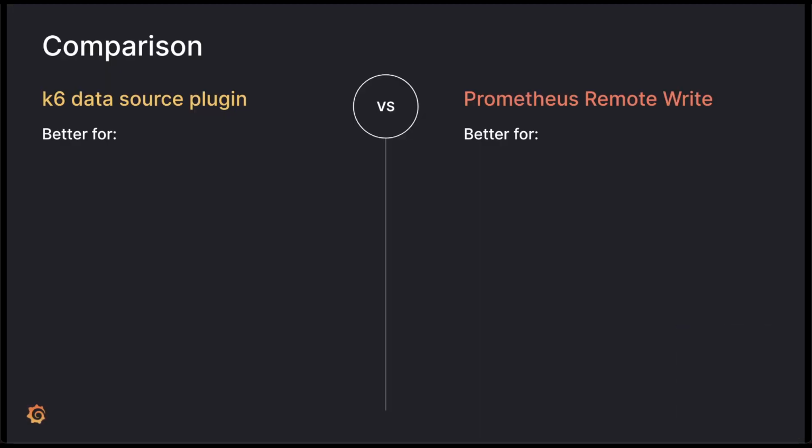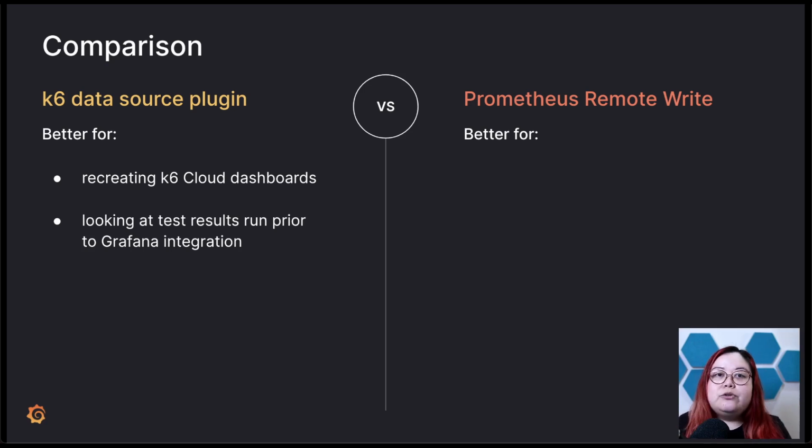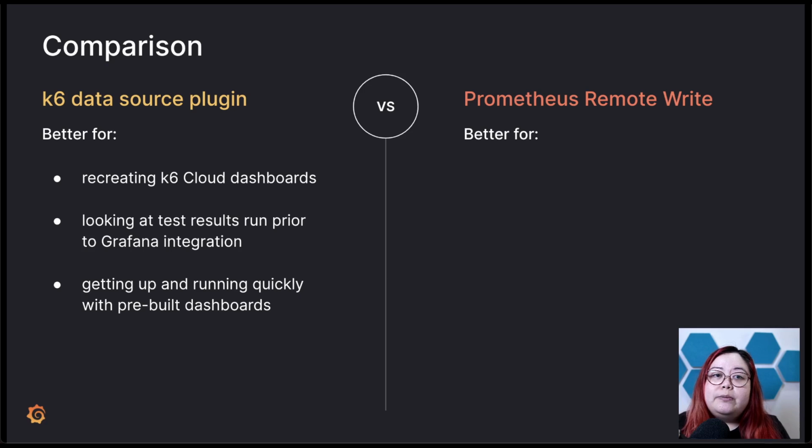Okay, so when should you use the K6 data source plugin, and when should you use Prometheus Remote Write? Well, the K6 data source plugin is better for recreating K6 Cloud dashboards. So if you like what you see on K6 Cloud, but just want to bring that experience over to Grafana as well, this is the easiest way of doing that. And if you have many past tests on your K6 Cloud account that you'd like to see on Grafana, the data source plugin will also bring all of those over. So you'll be able to select any of the tests on your account and view those results in Grafana. And then the plugin is also good because it comes with pre-built dashboards. So you just import those instead of having to create your own.